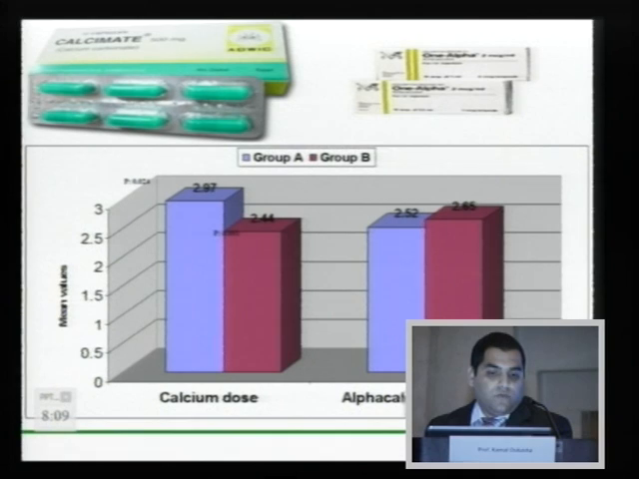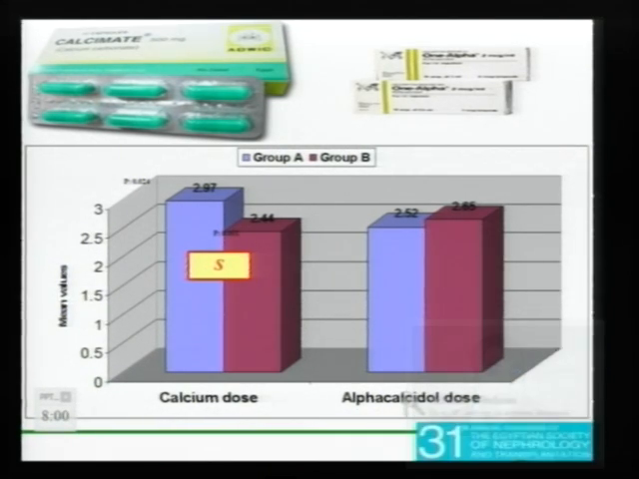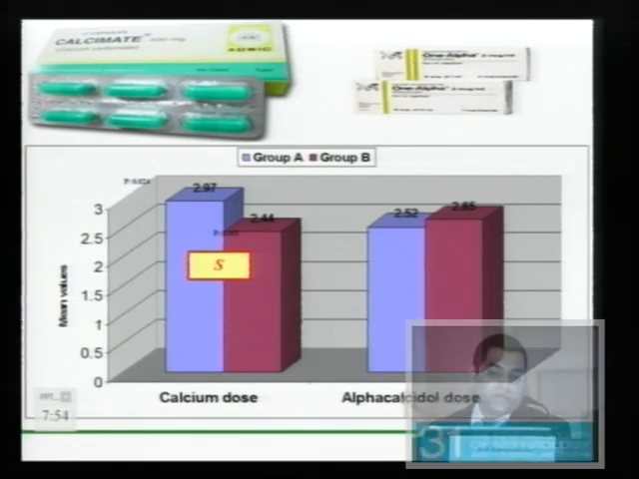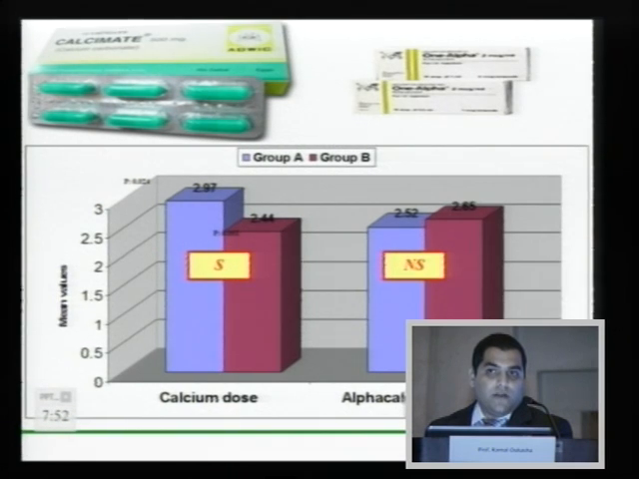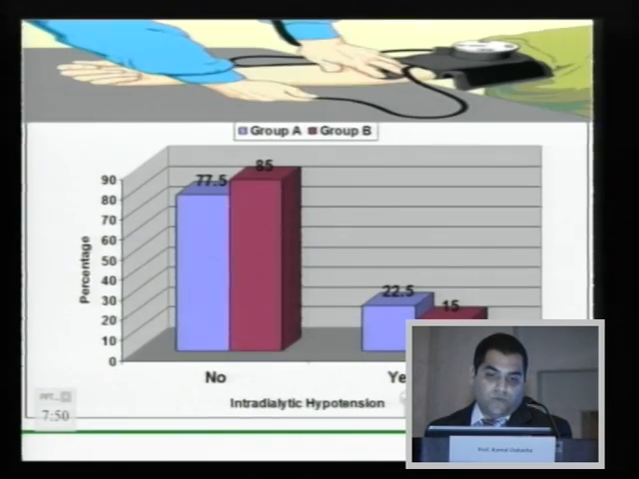When we looked at the calcium supplementation needed to maintain serum calcium, we found a significance in the patients using low calcium dialysate. They require high supplementation of calcium, reaching 2.9 gram daily versus 2.4 gram daily in the high calcium dialysate. There was no significant difference regarding the alfacalcidol dose.